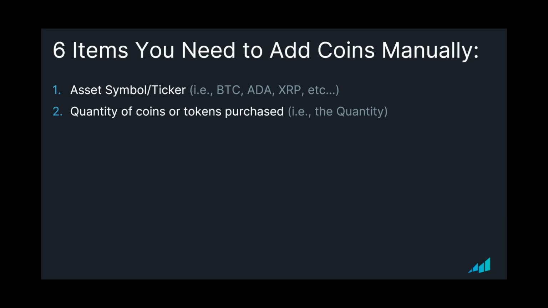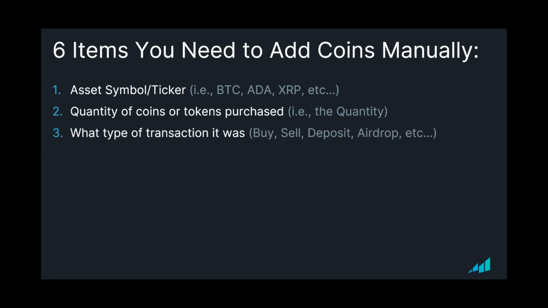Item number 2 is the quantity of coins or tokens that you purchased. This will be known as the quantity in Merlin. Item number 3 will be the type of transaction it was. Was it a buy, was it a sell, or was it a deposit? You will need to tell Merlin what type of transaction you did.